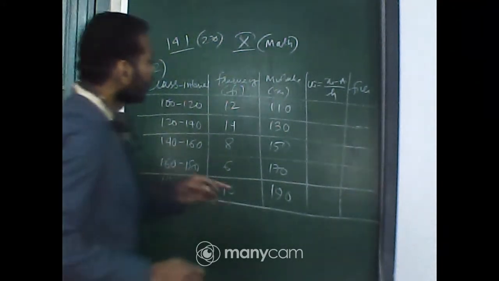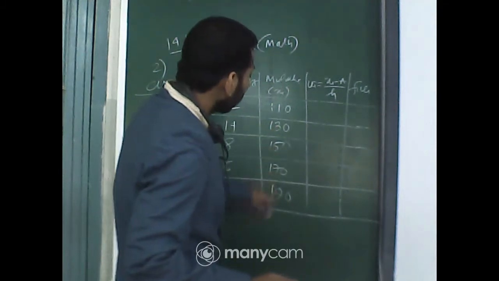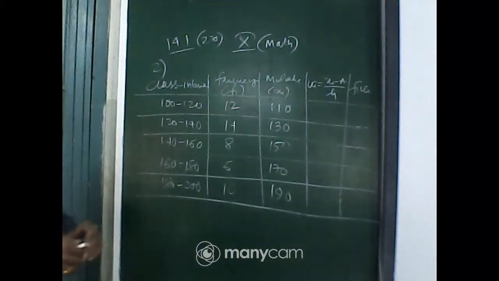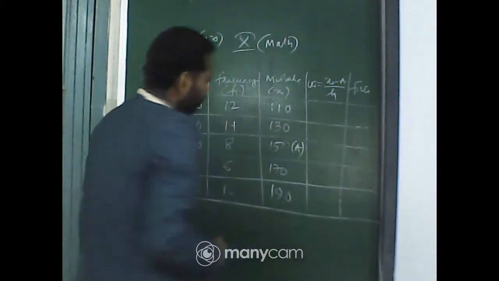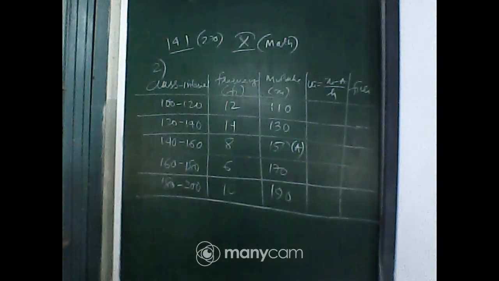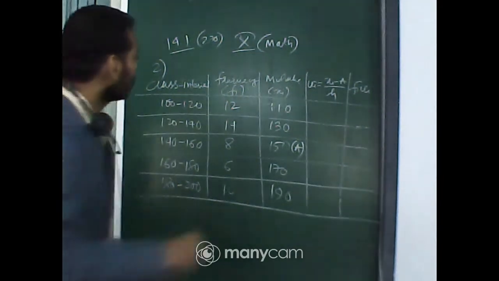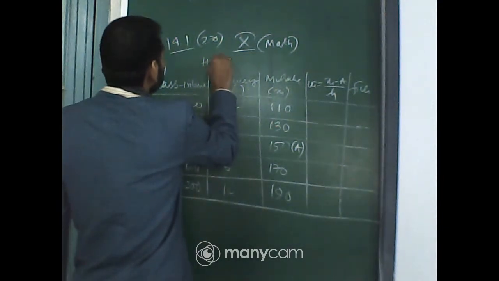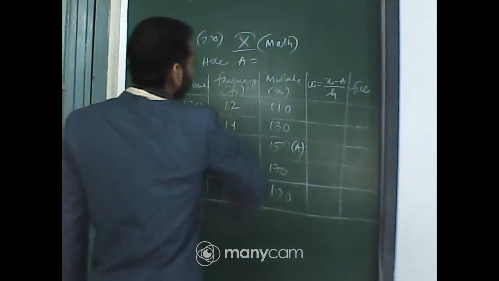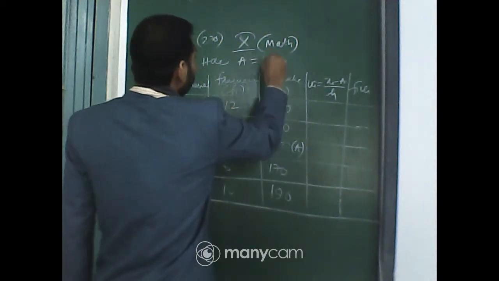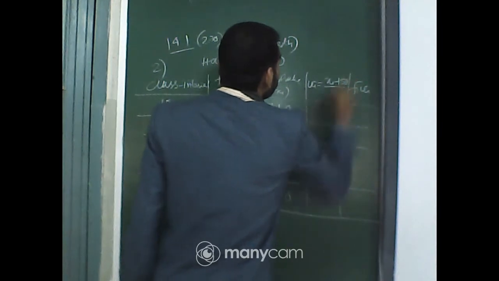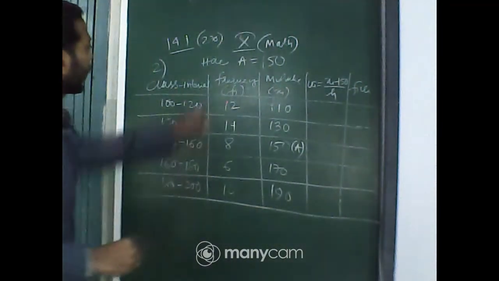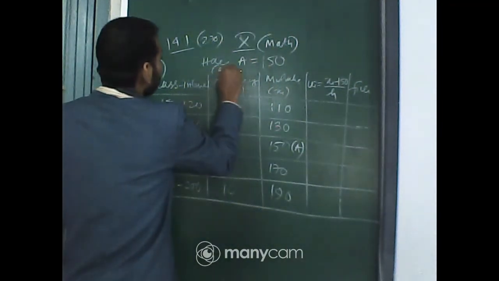Now here 1, 2, 3, 4, 5. 5 means odd, so you can take the assumed mean as the third one, that is the middle one. So here the assumed mean a is 150. So instead of a, we can write here 150. That is the assumed mean. You can write here, a means assumed mean.